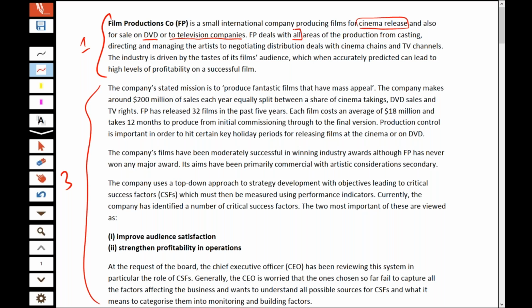They deal with all areas of the production, from casting, directing, managing the artists, to negotiating distribution deals with cinema chains and TV channels. So we are being told about this specific company, which is a film production company, that these are the various things that they do. They do all of the aspects, from the casting, the directing, managing the artists, negotiation of deals, and so on.